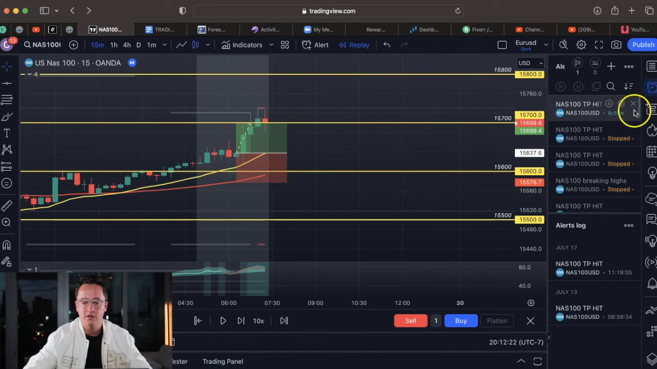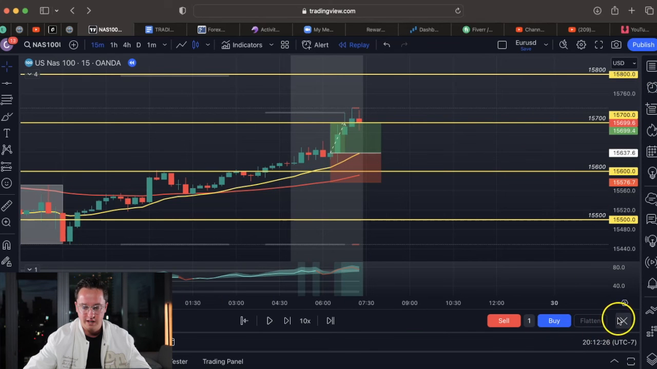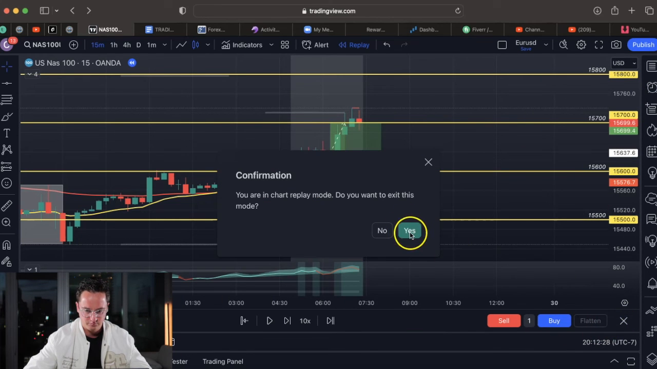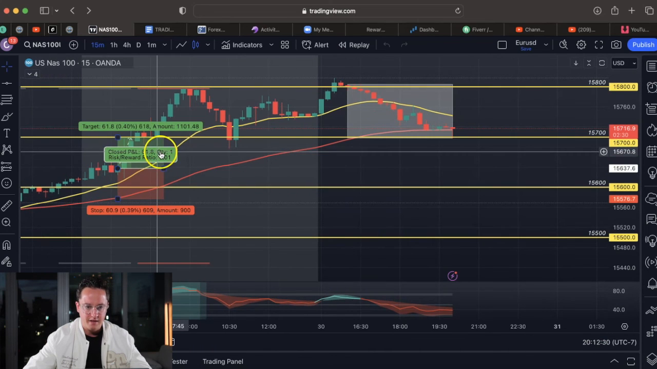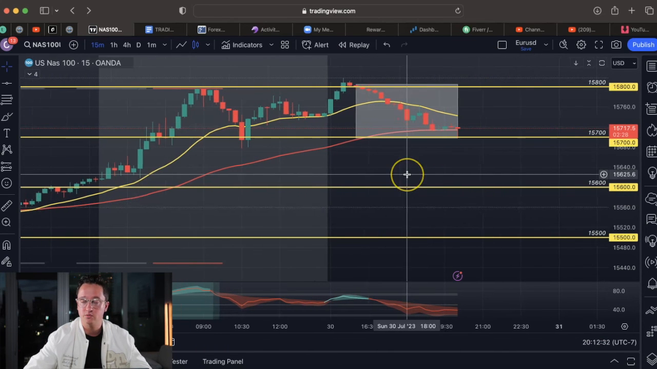So I'm going to delete these alerts. I do not need them. This trade has already come to fruition. It's already played out. It's finito. But that's what I wanted to share with you guys. This is really good information.